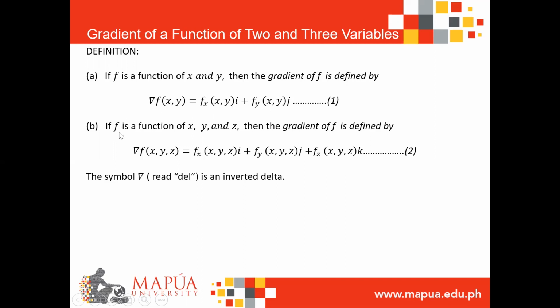Then we have here the gradient of a function of three variables. It says here, if f is a function of x, y, and z, then the gradient of f is defined by del f of x, y, z is equal to the partial derivative of the given function evaluated at x, y, z with respect to x times i plus the partial derivative with respect to y times j plus the partial derivative with respect to z times k.